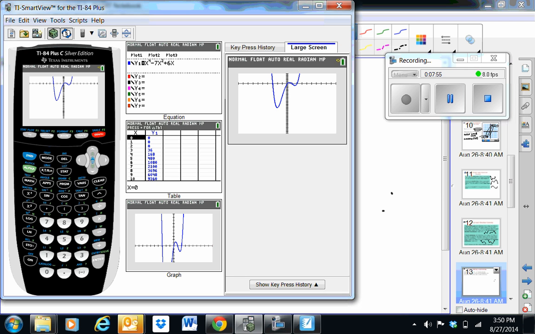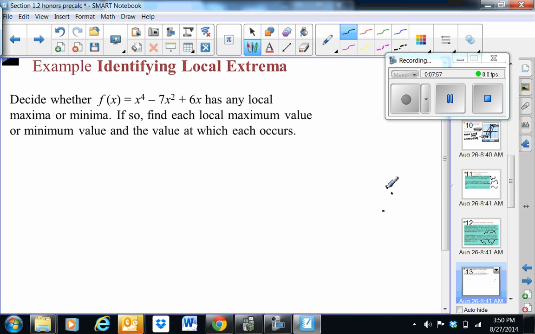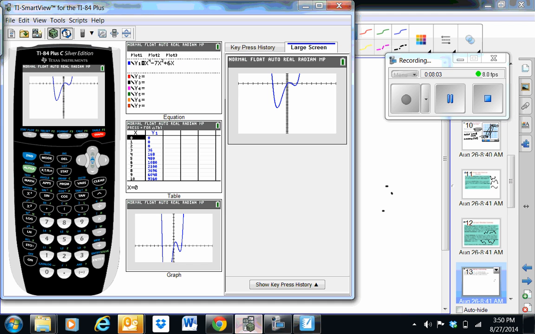Okay, now let me look at what the problem is asking, because it said find each local maximum value or minimum value and the value at which each occurs. So if I look at this problem, we have three values that we're going to be looking at. We're going to be looking at an absolute minimum right here, a local maximum right here, and a local minimum right here. Now what we're going to do is we're going to go to calculate.